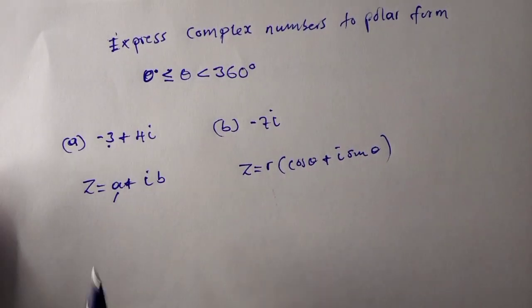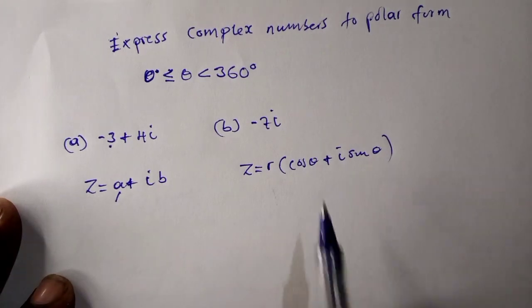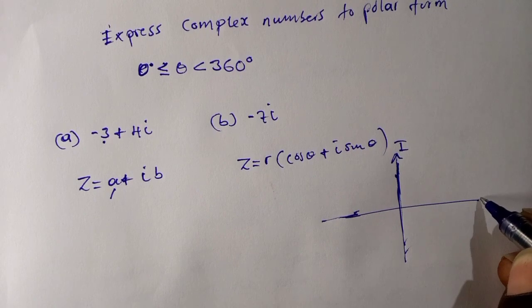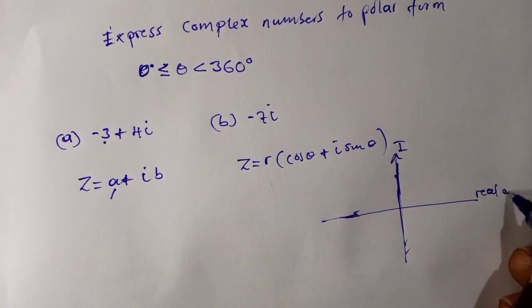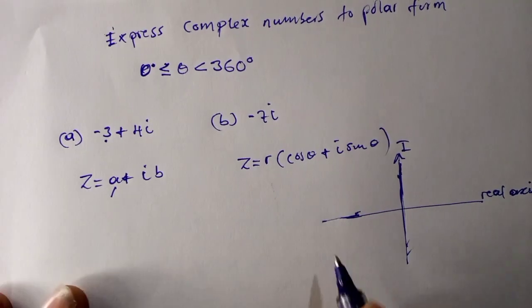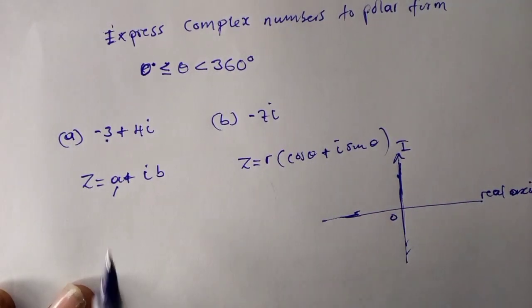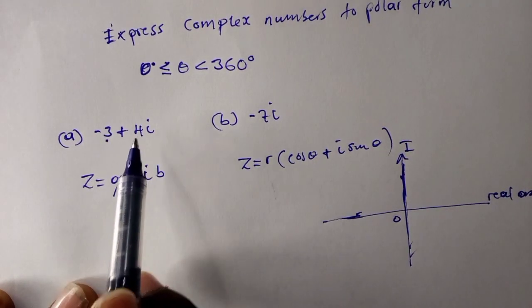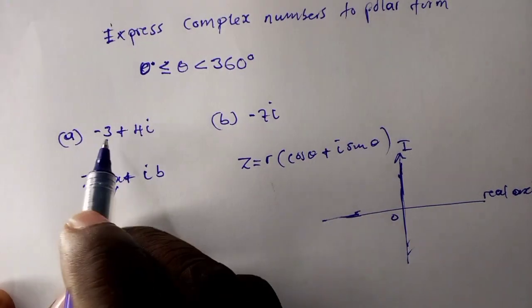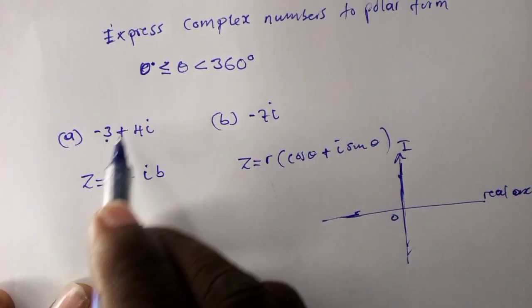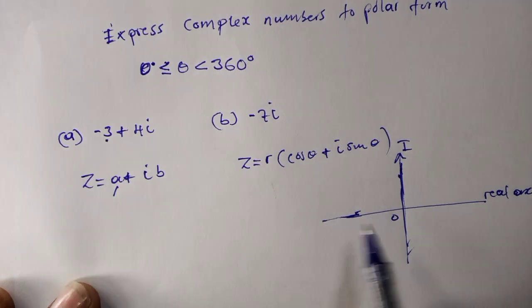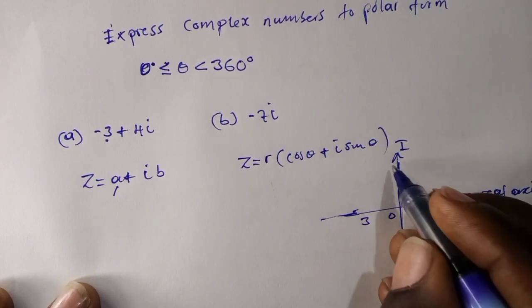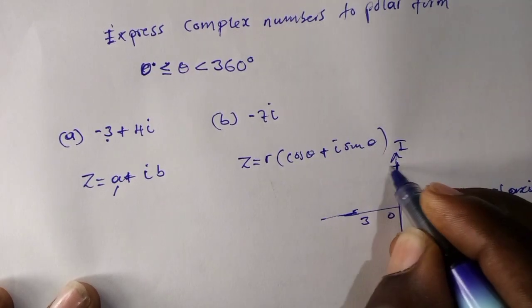So how do we take this complex number into polar form? We have to draw the imaginary axis, then the x-axis, which is the real axis, and here we have 0. If you can see from our question, we have minus 3 and 4. Minus 3, like I said, lies on the x-axis, which is the real axis. So here we have 3, and here we have 4.